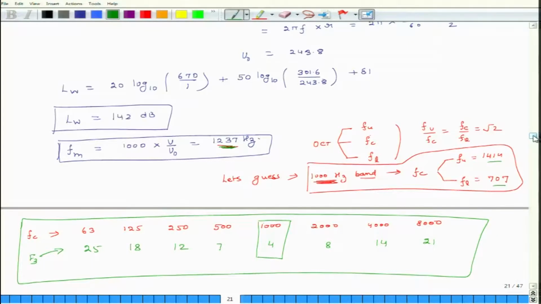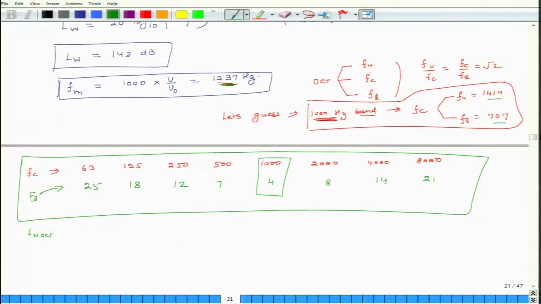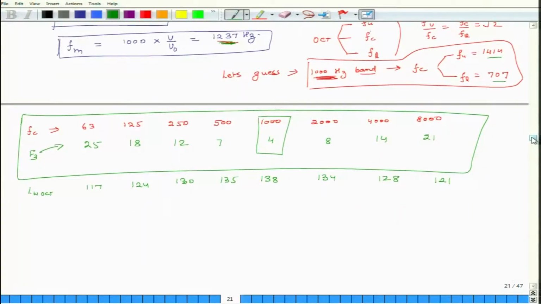So, what is LW oct? LW oct is LW minus these factors. So, it is 142 minus 25, which is 117. 142 minus 18 is 124, then 130, 135, 138, 134, 128 and 121. So, this is LW oct.